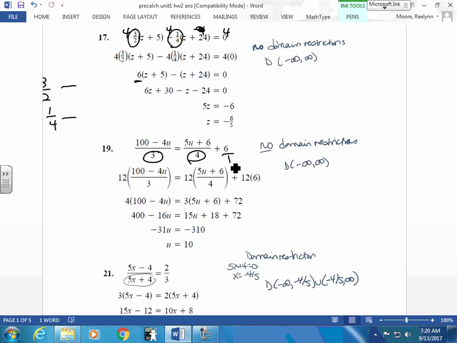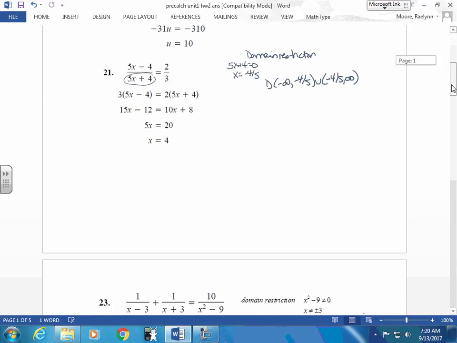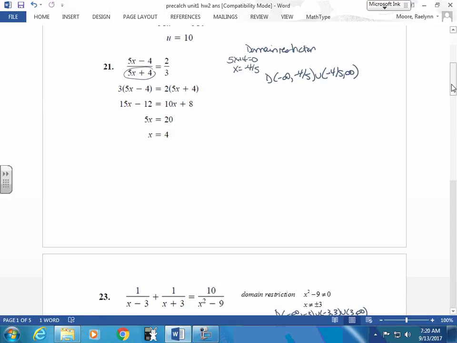Okay, with this we had no domain restrictions, so we didn't have to go back and worry about the denominator because there was no variable in the denominator. Stop me if you have any questions. This one, is everybody okay with this? Cross multiply? Easiest way probably. Or multiply both sides by 5x plus 4. Kind of works out the same way.